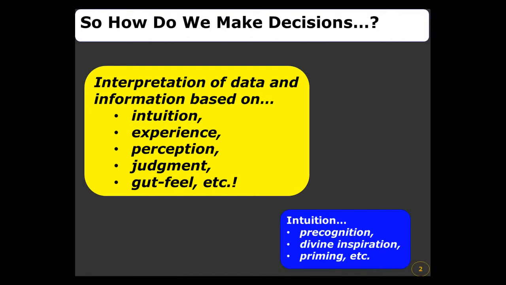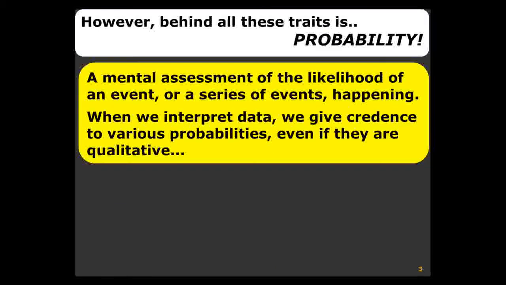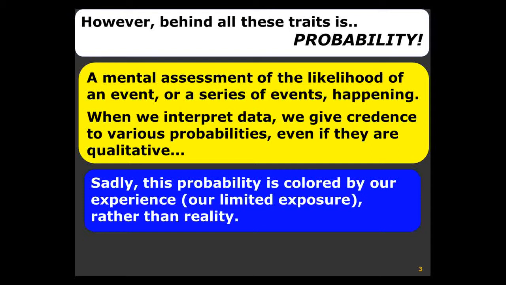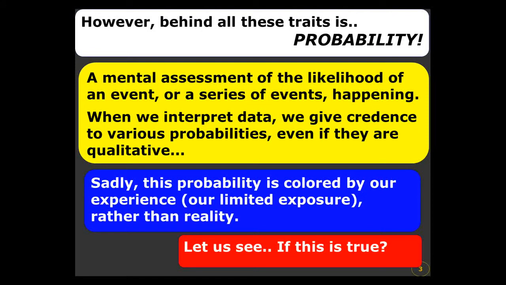And by intuition we mean precognition, divine inspiration, priming, etc. However, behind all these traits is probability, a mental assessment of the likelihood of an event happening. When we interpret data, we give credence to various probabilities, even if they are qualitative. Sadly, this probability is colored by our experience or our limited exposure rather than reality.